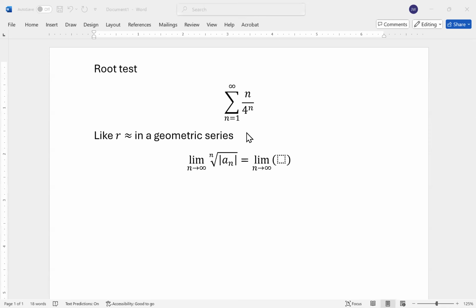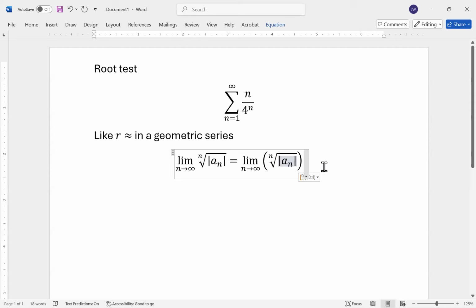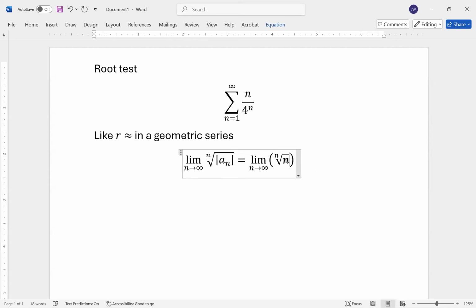So let's start with the root test. In this case, it is not clear what r would be close to in the geometric series because it doesn't have that something-raised-to-the-nth-power form. We have 4 raised to the nth power, but then we have an n on top. But we could do this. We could take the nth root of the a sub n term. That's the nth root of n over 4 raised to the nth power.